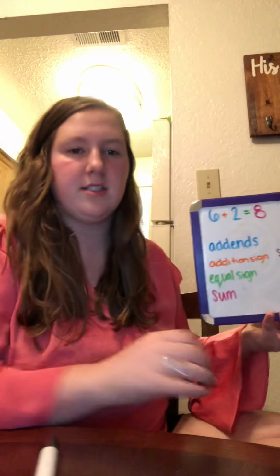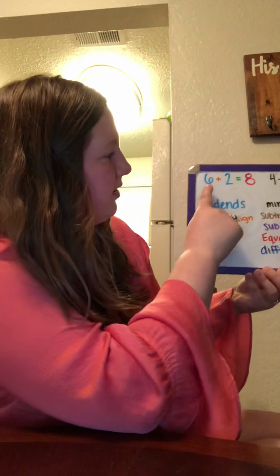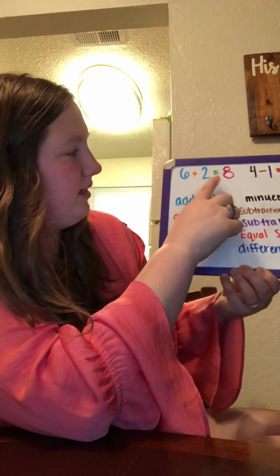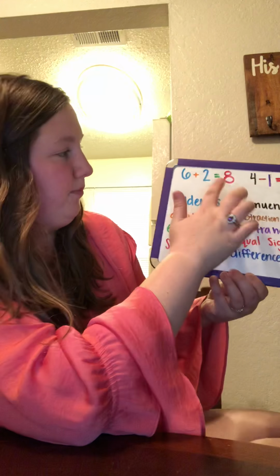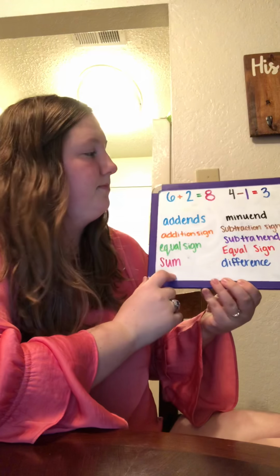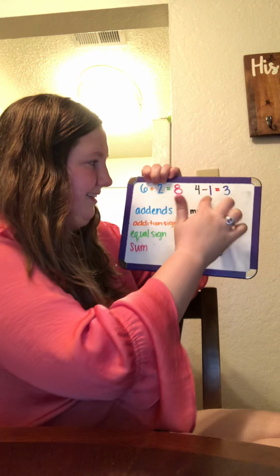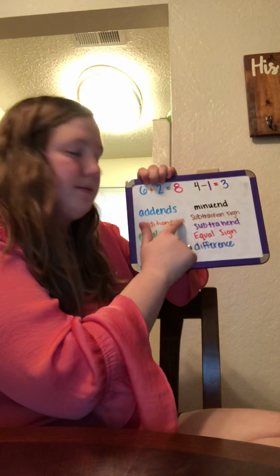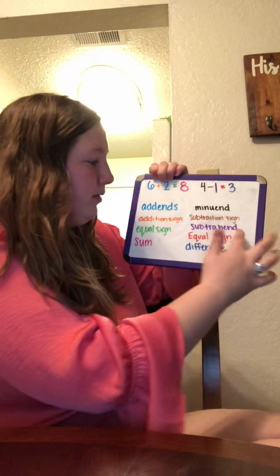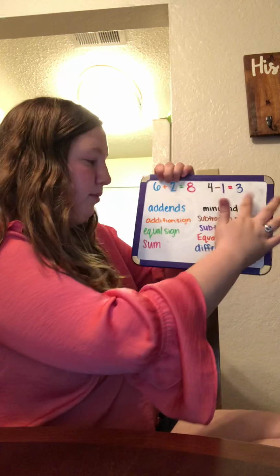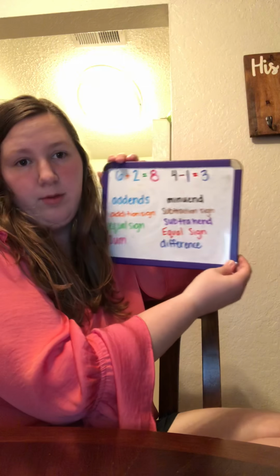So I thought for the review we would start with the parts of an addition and subtraction sentence. So this is addition. The two blue numbers are called addends. This symbol is the addition sign. The green symbol is an equal sign, and the pink number is the sum. For the subtraction sentence, the 4 is the minuend, the brown symbol is the subtraction sign, the purple number is the subtrahend, the red sign is an equal sign, and the blue number is the difference, like we reviewed in class. I just thought I'd touch up a little bit.